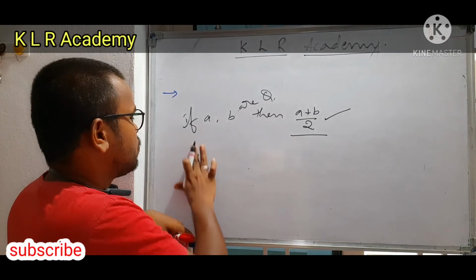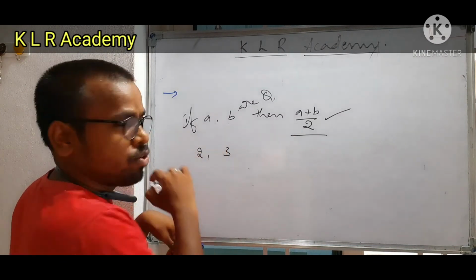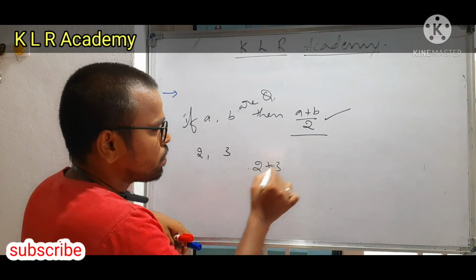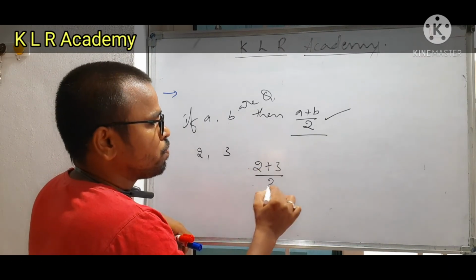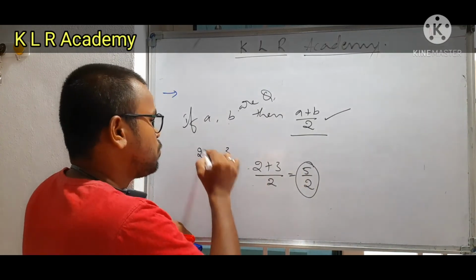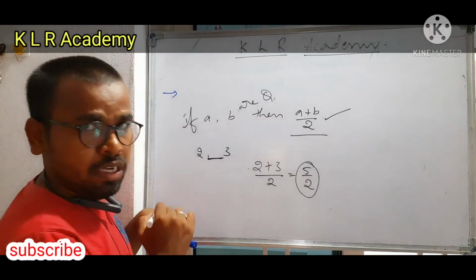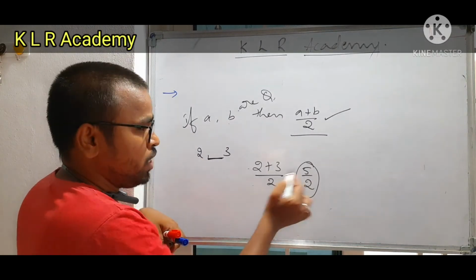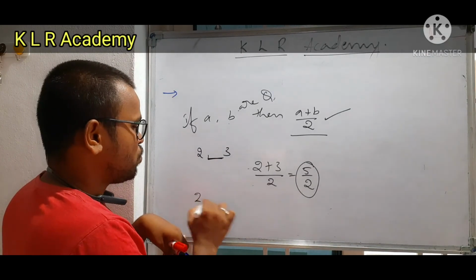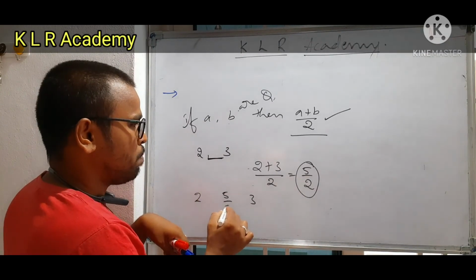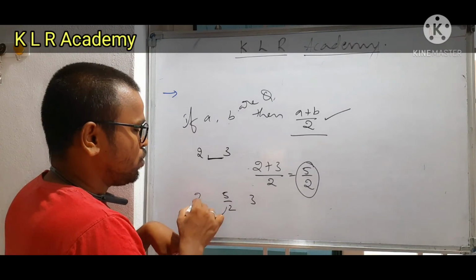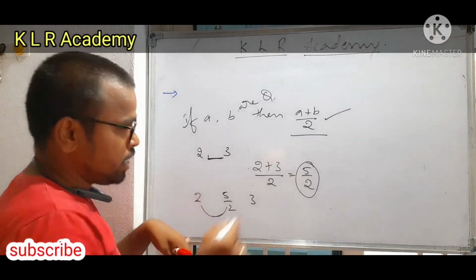Take 2, 3. Then what happens here? (2 + 3)/2, that is 5/2, is a rational number between 2 and 3. So you can find 5/2 between 2 and 3. Then you can find a rational number between 2 and 5/2 in a similar process.